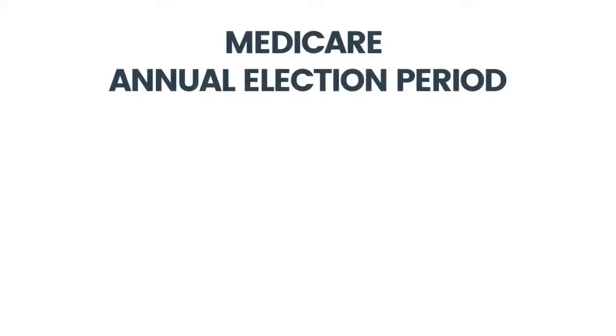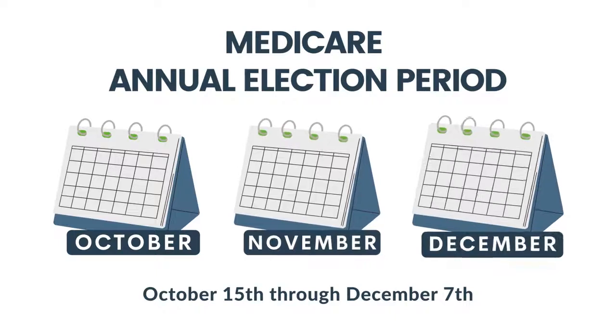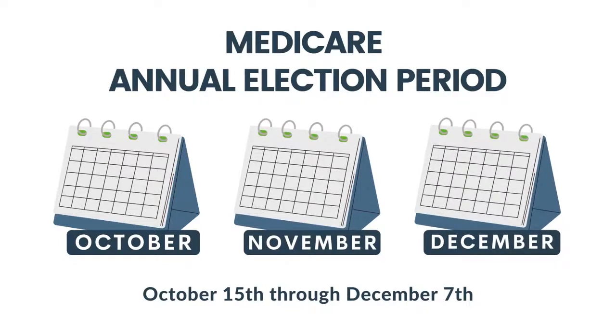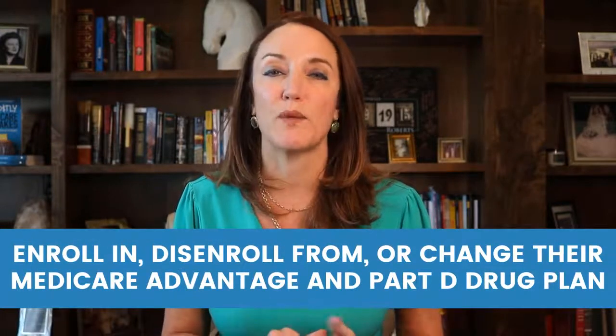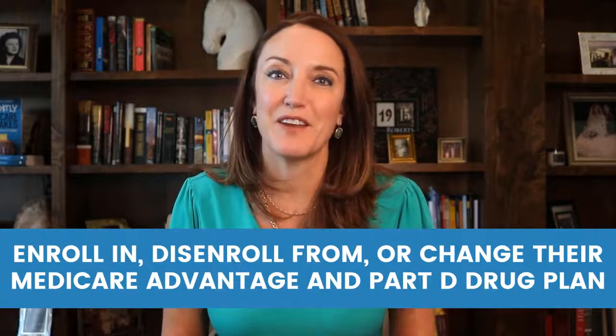The fall annual election period runs from October 15th to December 7th each year, and as far as election periods go, this one is the most used and easiest to understand. Even still, using the AEP election code is not without occasional errors. During the AEP, you can help your clients enroll in, disenroll from, or change their Medicare Advantage plans and Part D drug plans.